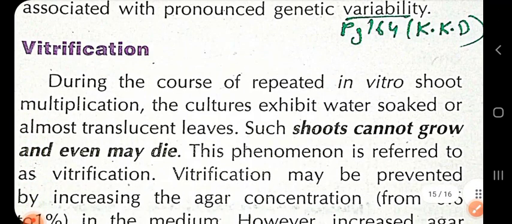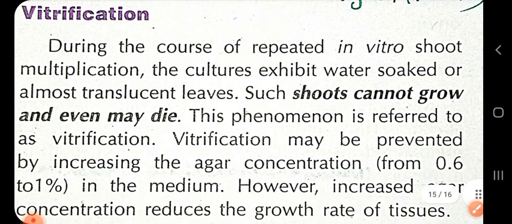Another important thing that normally occurs, you will see this type of thing quite often, is the vitrification part. During multiple subculture or during repeated in vitro shoot multiplication, you will see that the shoots are becoming translucent, almost translucent leaves are forming and just look like water soaked. That type of condition is called vitrification.